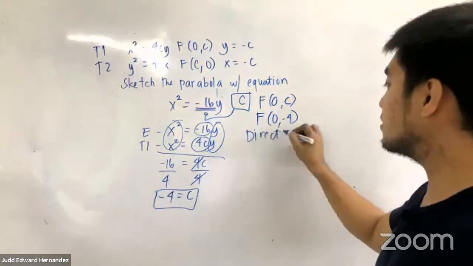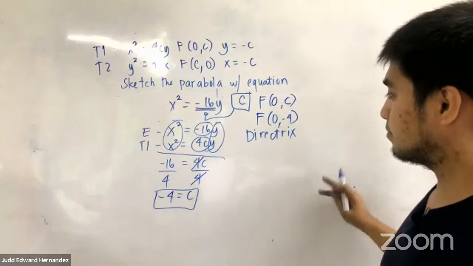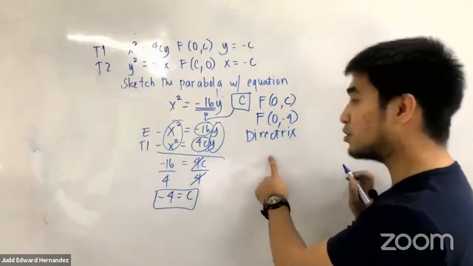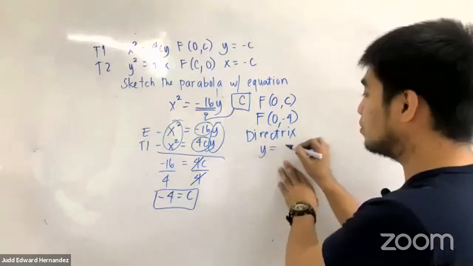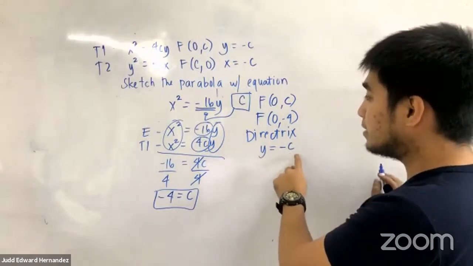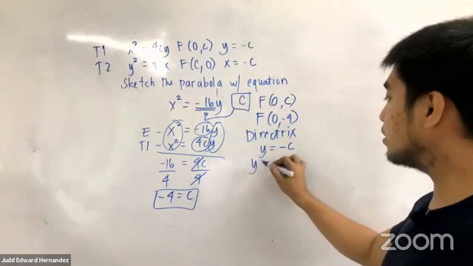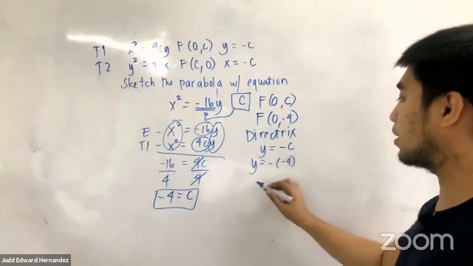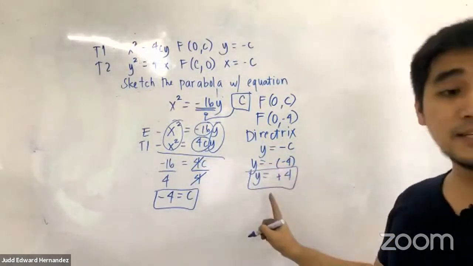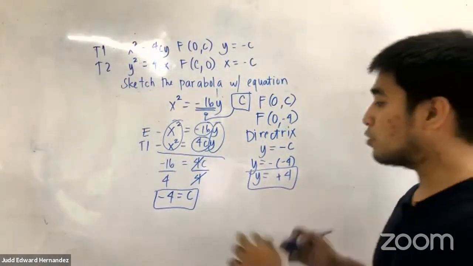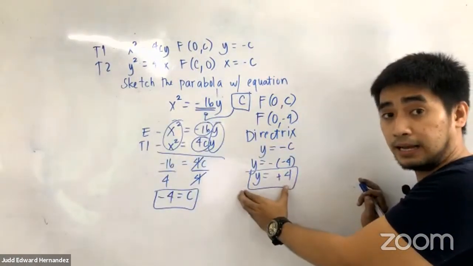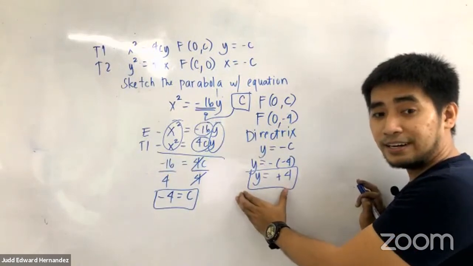Sige nga, guys. What is the directrix? Ano yung equation? Di ba sabi natin equation y is equal to negative C, not C. Kabaligtaran niya, di ba? Therefore, y is equal to negative times negative 4. Therefore, y is equal to positive 4. Tatandaan mo, kung yung nakuha mong C dito is negative, yung directrix mo, kabaligtaran naman niya. Are we clear? Yes, sir.